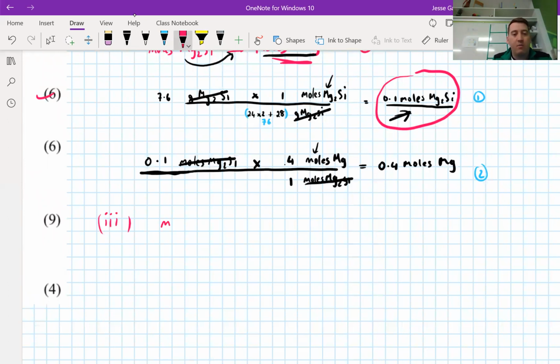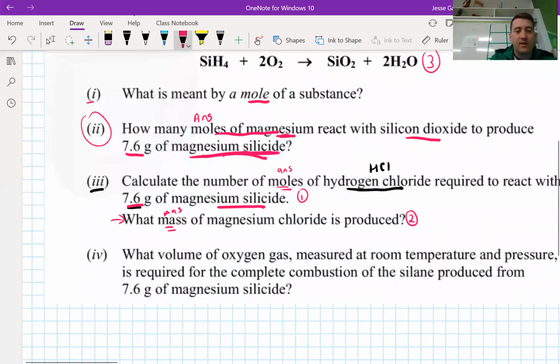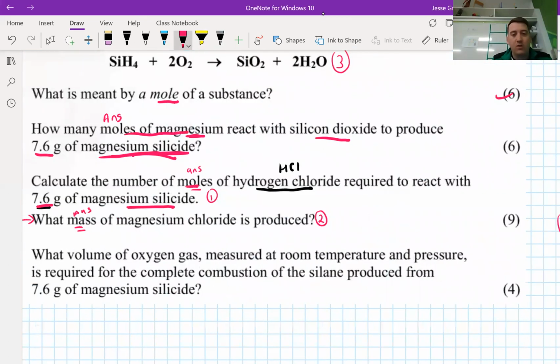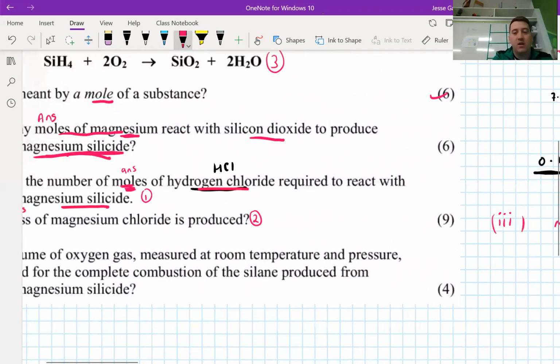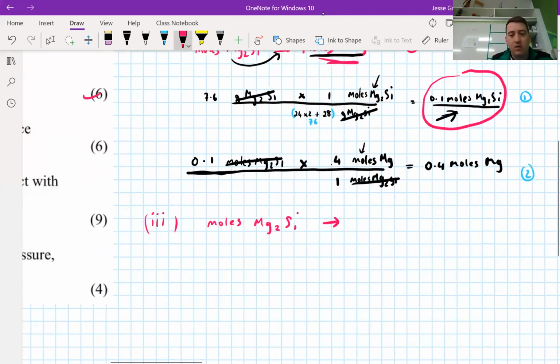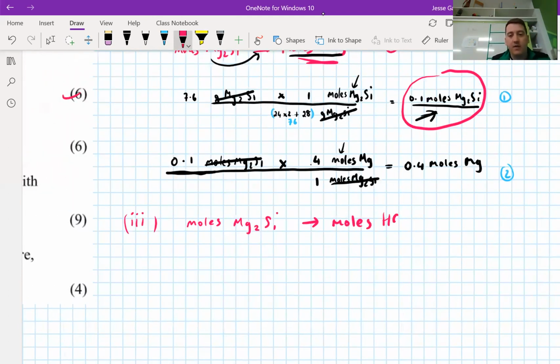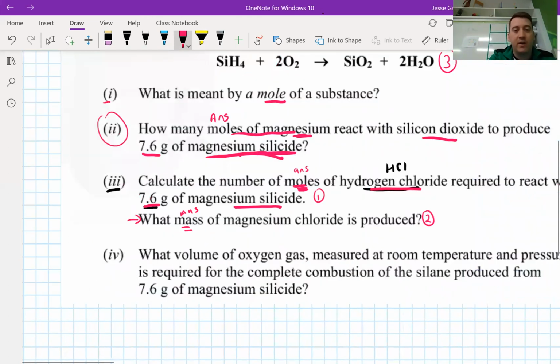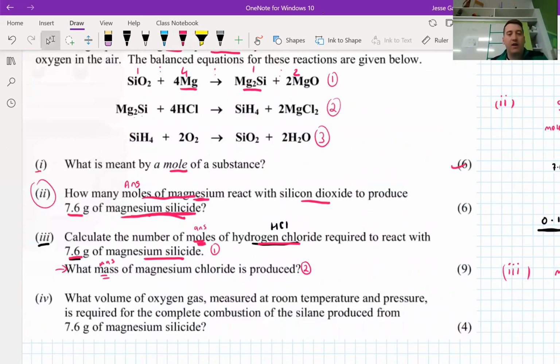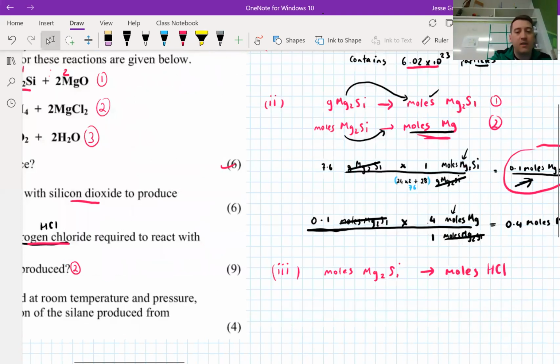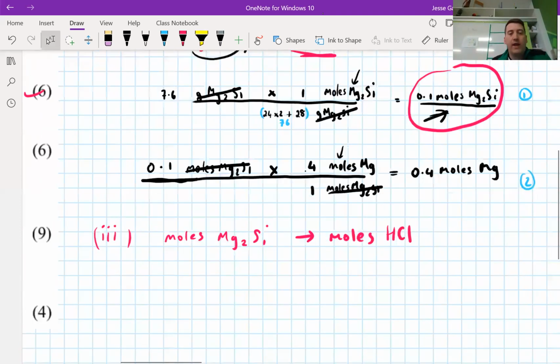So here we're going to go from moles of Mg2Si, and we need to go to, what does it say? Calculate the number of moles of hydrogen gas. So we're going to go to moles. No, not hydrogen gas. It's hydrogen chloride, moles of HCl. Okay, I'm going to put back the equations for you so you can see. Pause the video and do that conversion now if you didn't know how to do it. All right, so now that I've helped you plan it out, go ahead and do this.